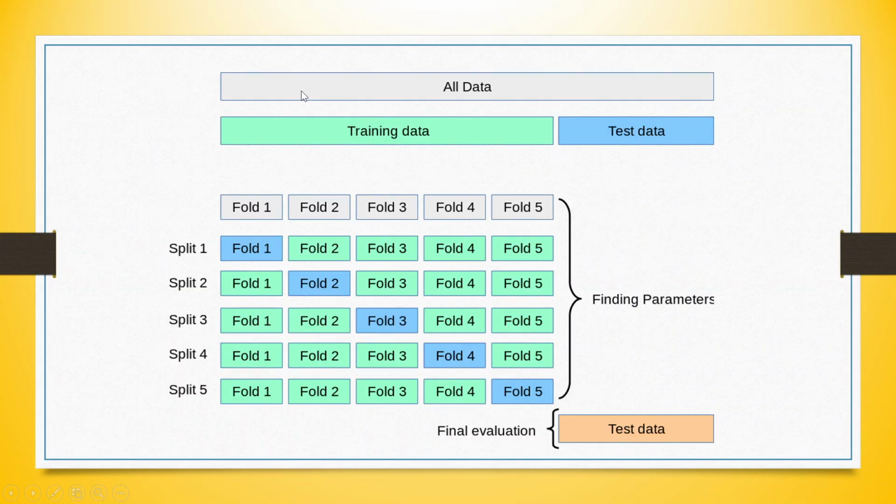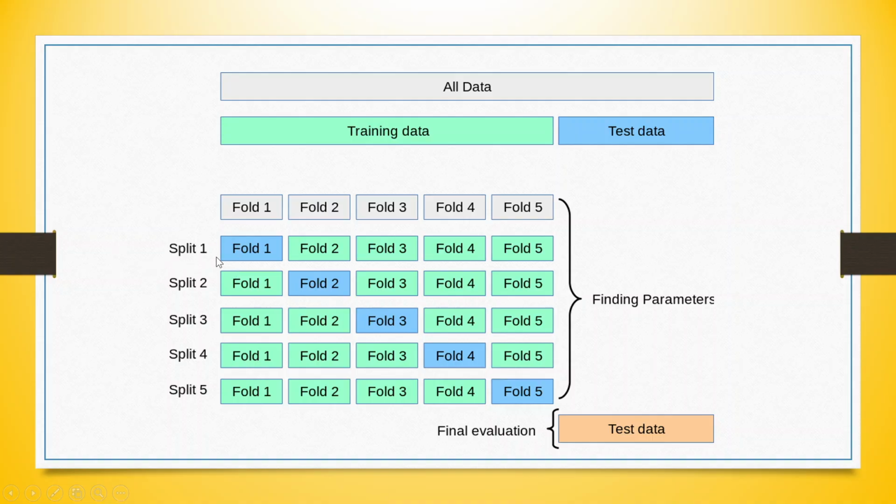Let's say that the entire gray color is all data. This data will be split into training and testing data. So all green color is training data and the blue color is testing data. Now we will fold it. Fold the observations means if we are having 100 observations and if we give 5 fold, then in each fold we will be having 20 observations, 20, 20, 20, 20 and 20.